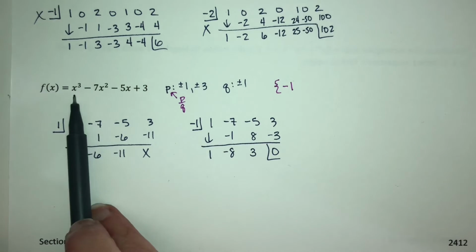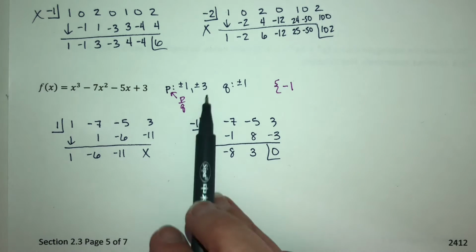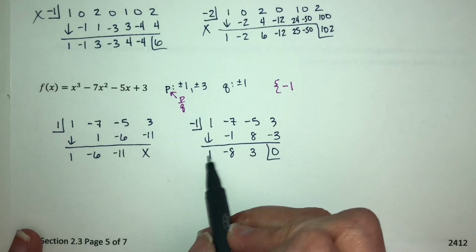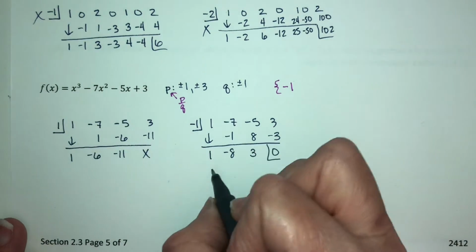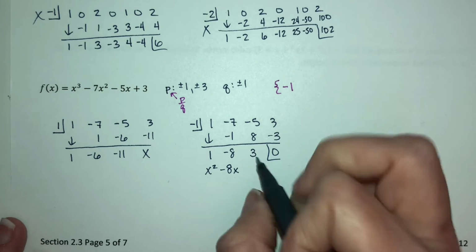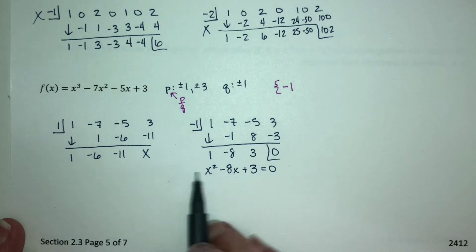Since this has degree 3, I have 2 more solutions. They may be rational, so they may be on our list. They may involve square roots, and they may be imaginary, which again, we're talking about in the next section. Write down your depressed equation here. This was a cube, so this is a square. So I have x squared minus 8x plus 3 equals 0. That's what I need to solve now.